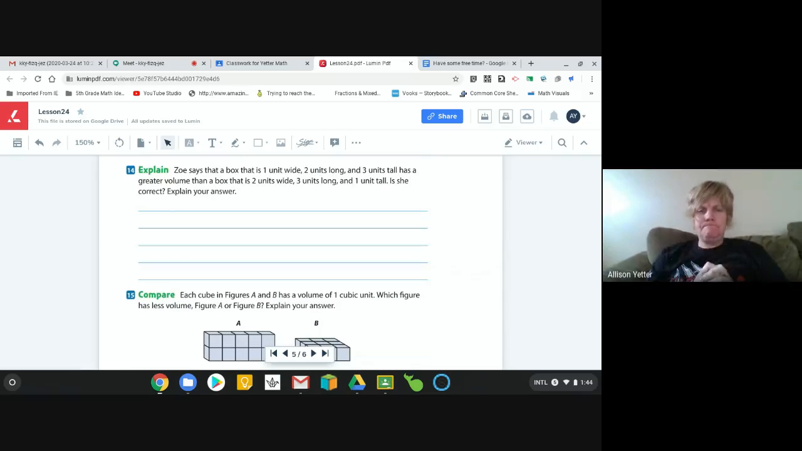Number 14, Zoe says that a box that is 1 unit wide, 2 units long, and 3 units tall has a greater volume than a box that is 2 units wide, 3 units long, and 1 unit tall. Is she correct? And explain your answer.